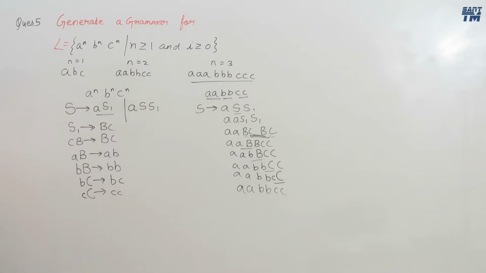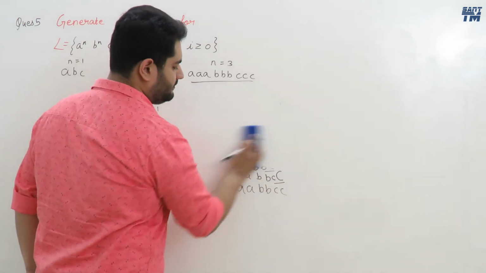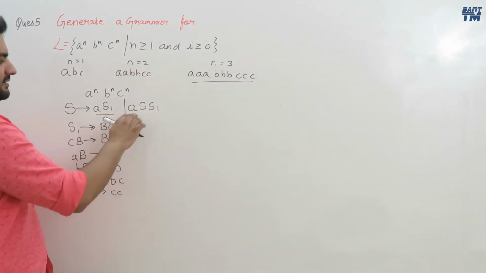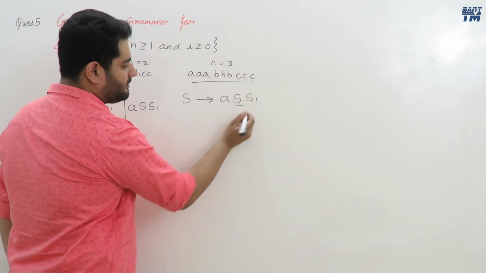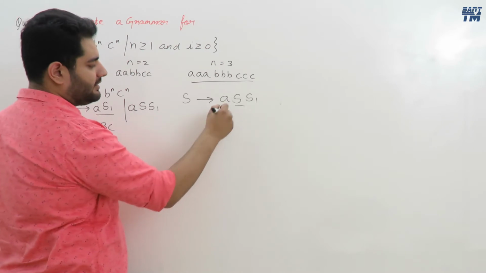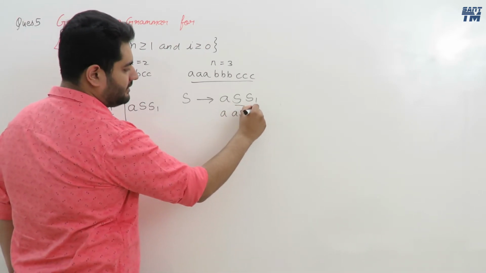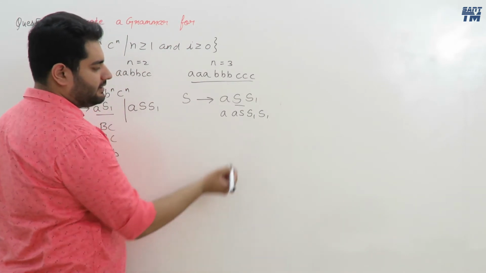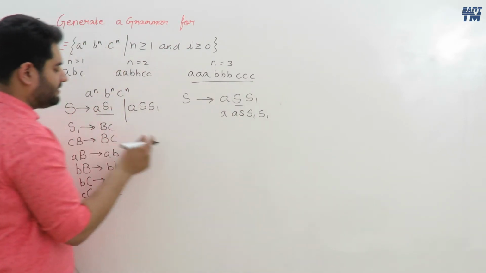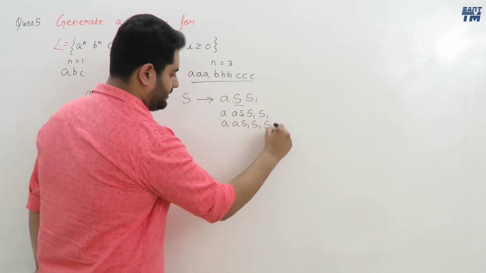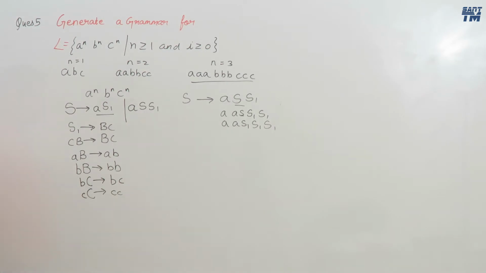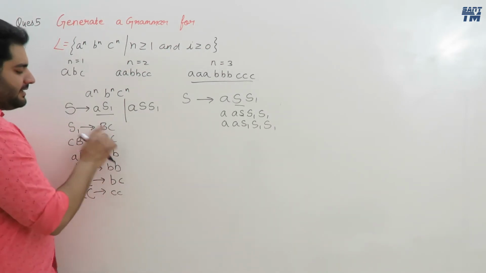This is the best way to generate the grammar. Now check for this string also whether we have generated the correct production rules or not. We have to generate this string, so consider this production. S derives A S S1. In place of S we will substitute again A S S1, A S S1, and this S1 is already there. Now we need one more A, so this S can be replaced using A S1 only. A S1 S1 S1. Now what we have to do, S1 is replaced by BC.